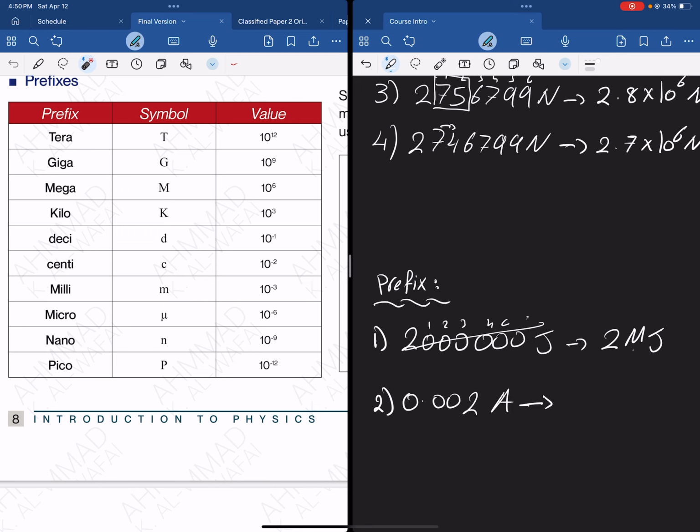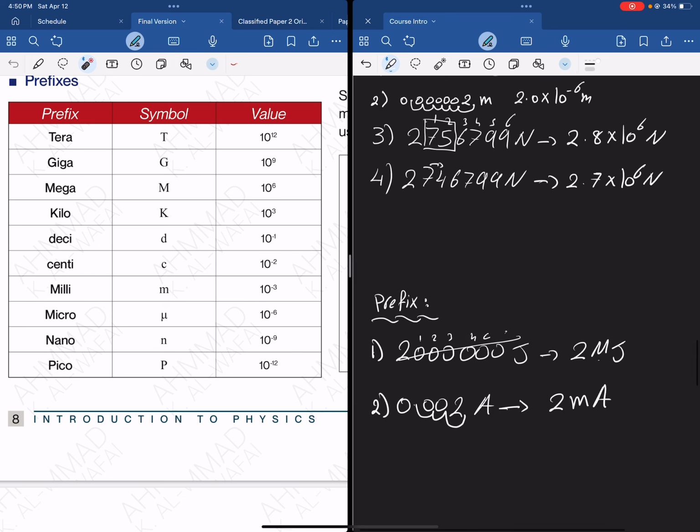Now, let's look at this one. This one is in the smaller figure. So this goes 1, 2, and 3. So this becomes 2. And which one gives you a 3 movement, which is 10 power minus 3? So it's like dividing by 1,000. So you could say this is equal to 2 milliamperes, and that's how you use prefixes, and that's how you use a standard form. For an extra example, let's use this one.